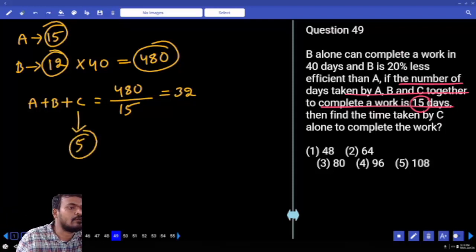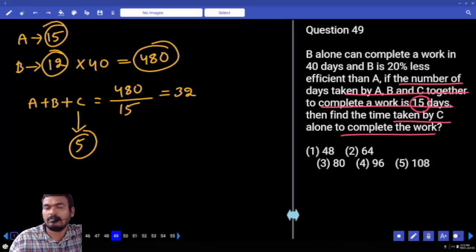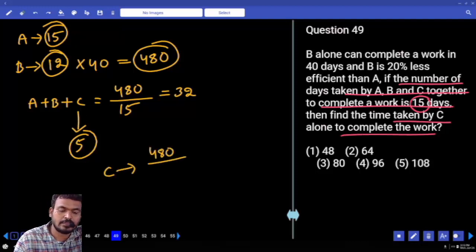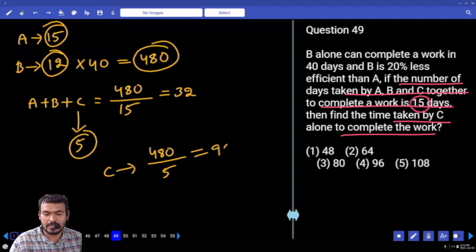5 parts. What is the question here? C alone or A alone? C alone. C alone means total work by C efficiency. What is the C efficiency? 5. What is the answer? 96.